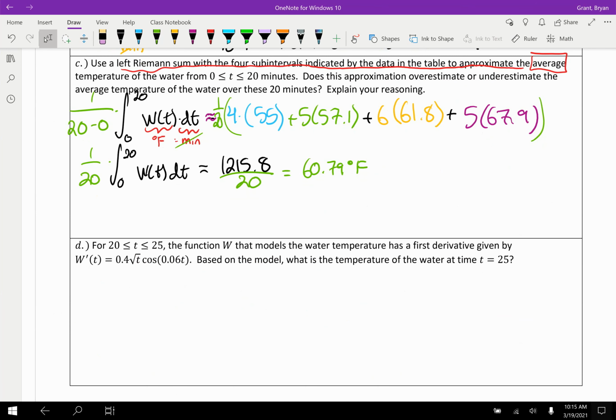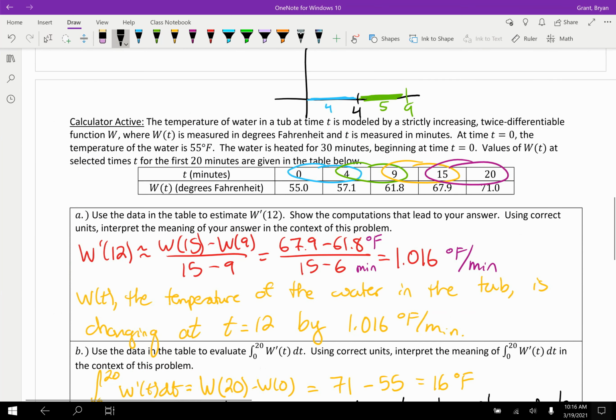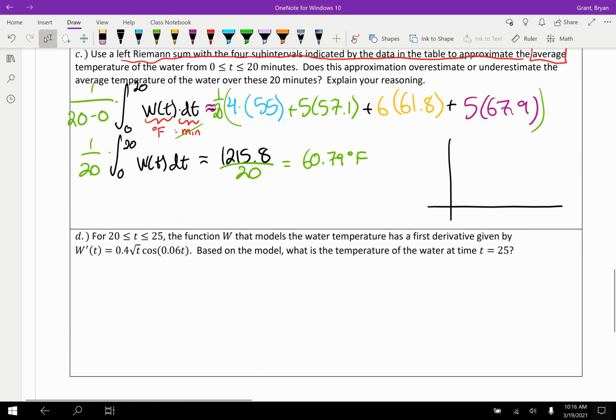Sweet. Does this approximation over or underestimate the average temperature? That always comes down to the Riemann sum piece, and I never remember how to do this, so I always sketch myself a little graph. And I know it has to do with increasing, decreasing. So strictly increasing function W. W is positive and increasing. So here's a positive increasing function.